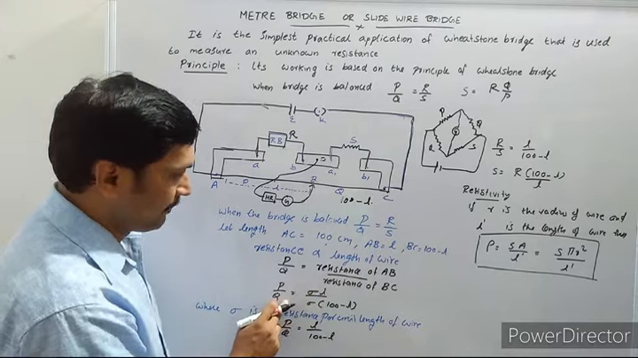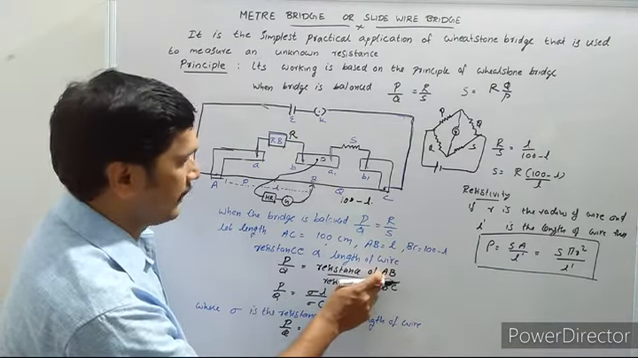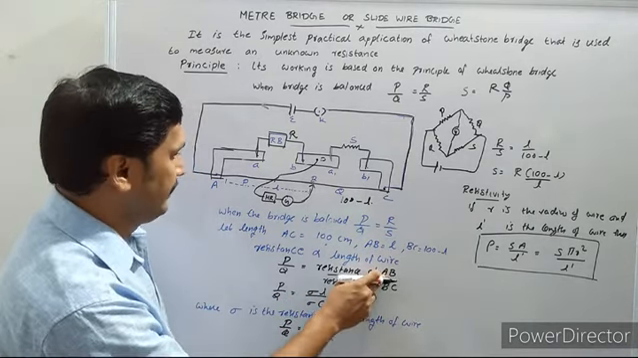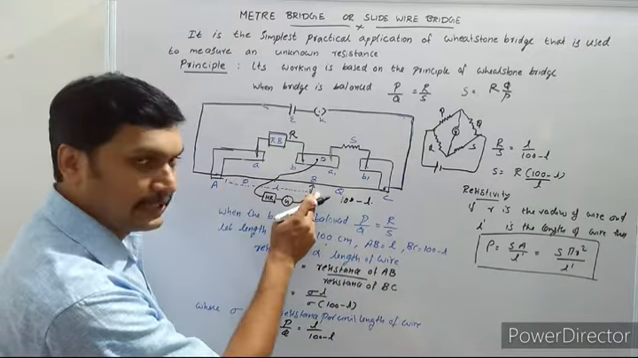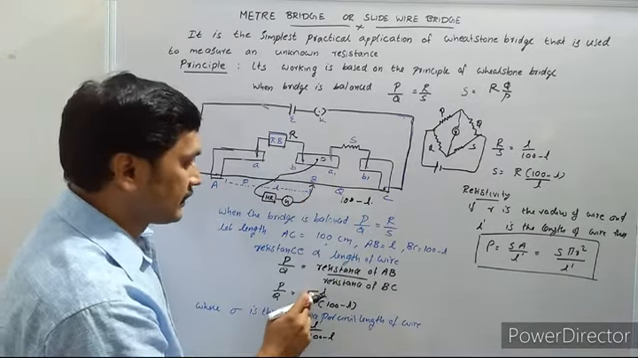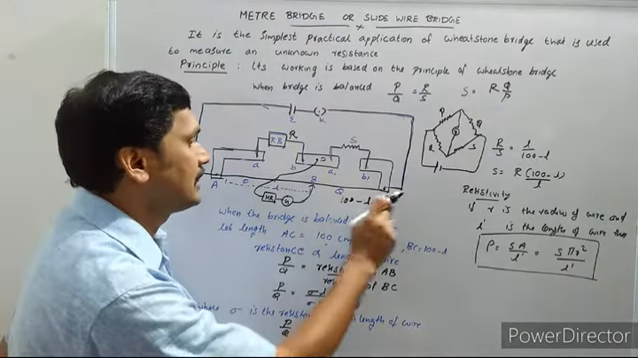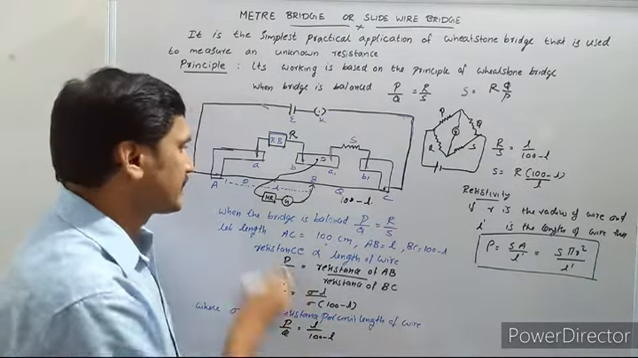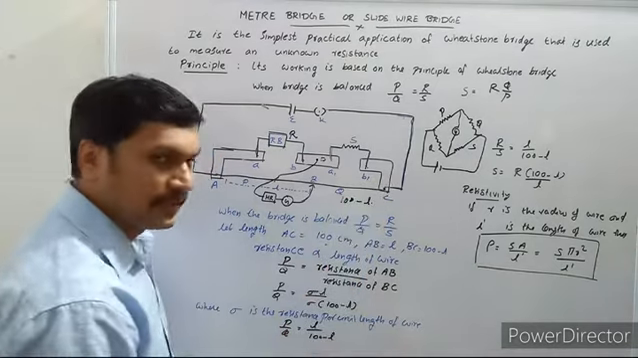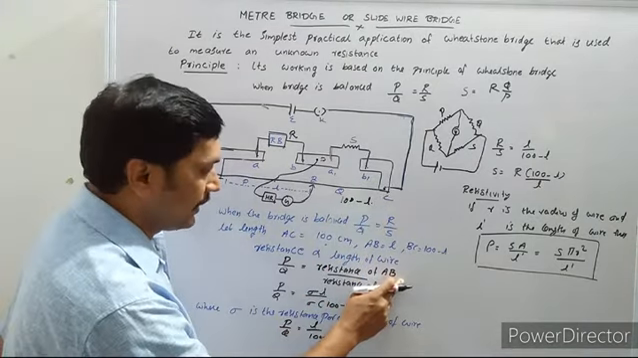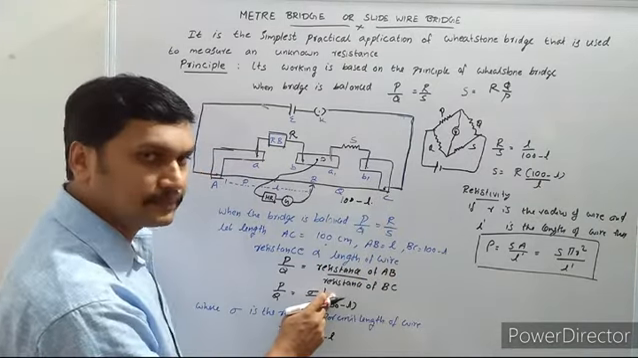So P by Q can be written as, first, the resistance of AB. The resistance of AB is proportional to the length L, so it is sigma into L. What is sigma? The resistance per unit length of this wire. So the resistance of AB can be written as sigma into L.